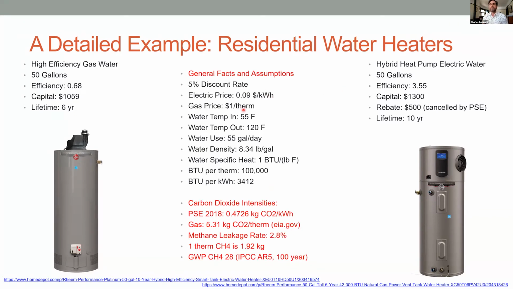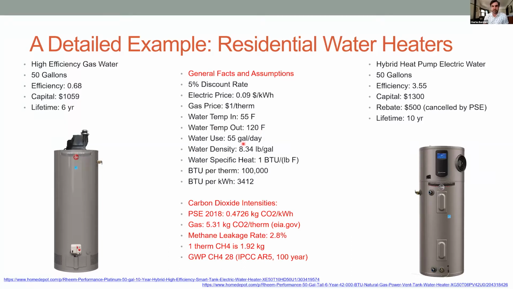General facts and assumptions for this analysis: 5% discount rate, electric price 9 cents per kilowatt hour, gas price $1 per therm, water temperature in. So we need to figure out how much energy we actually need, right? And so we have to use Energy 101 or Energy 380 calculation, namely the heat capacity equation, right? Change of energy equals mass times heat capacity times change in temperature. So what's the change in temperature? Well, the water comes into the water heater at 55 degrees Fahrenheit. The water comes out at 120 degrees Fahrenheit.